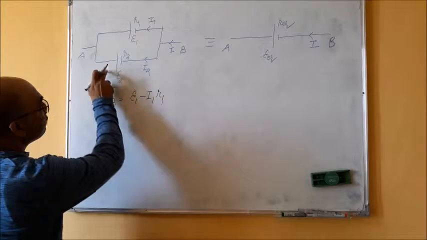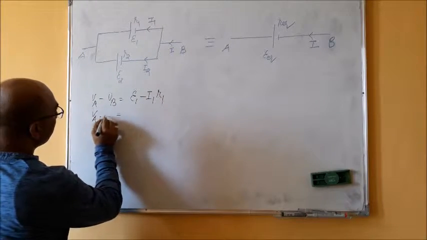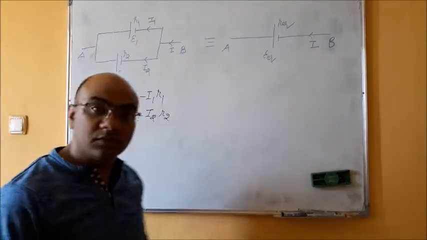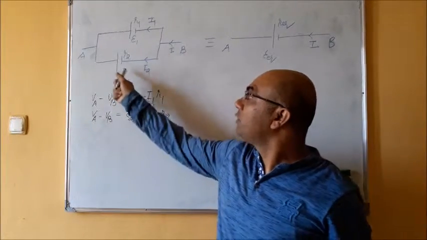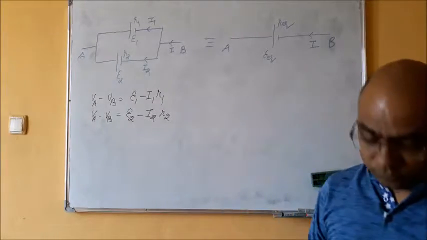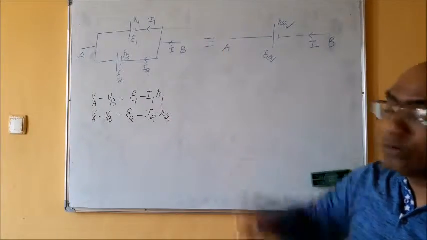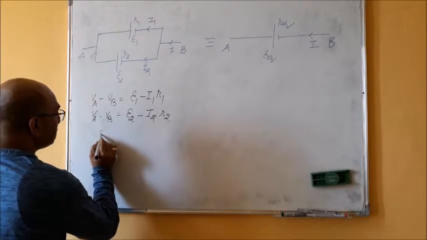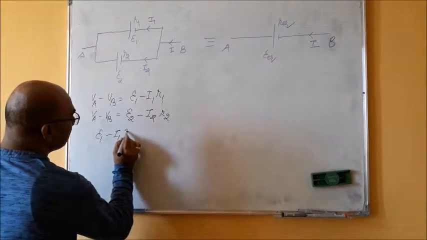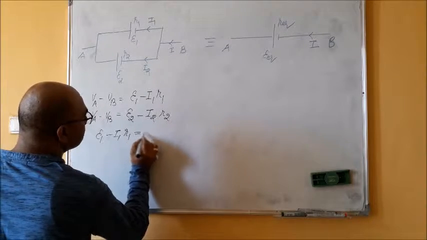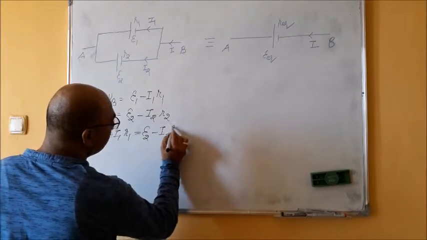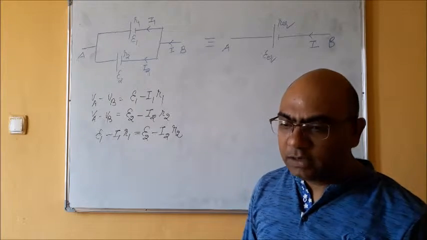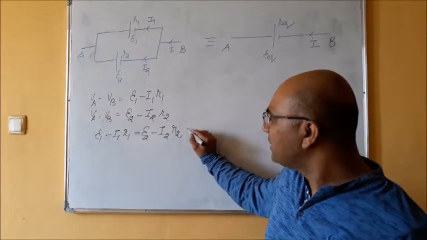Similarly, VA minus VB for the second case is E2 minus I2 R2, right? Because now the current in this R2 is I2, so I will write I2 R2. Now you see the LHS is the same for both cases. So if I compare both the equations, what will I get? I will get E1 minus I1 R1 equals E2 minus I2 R2, right? So I get it like this. This is equation number 1.